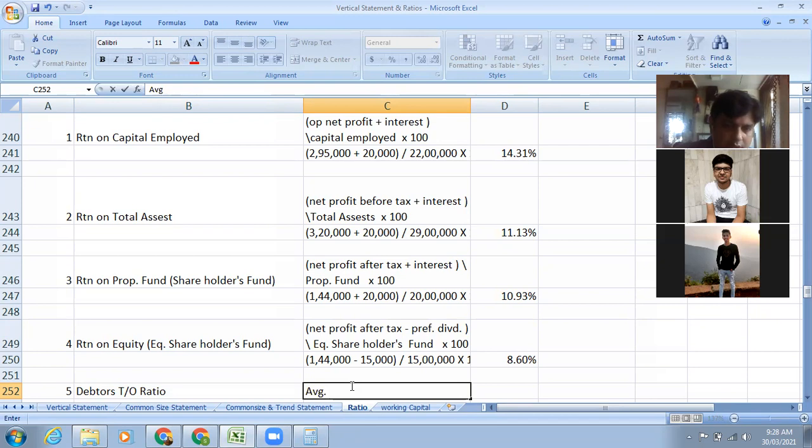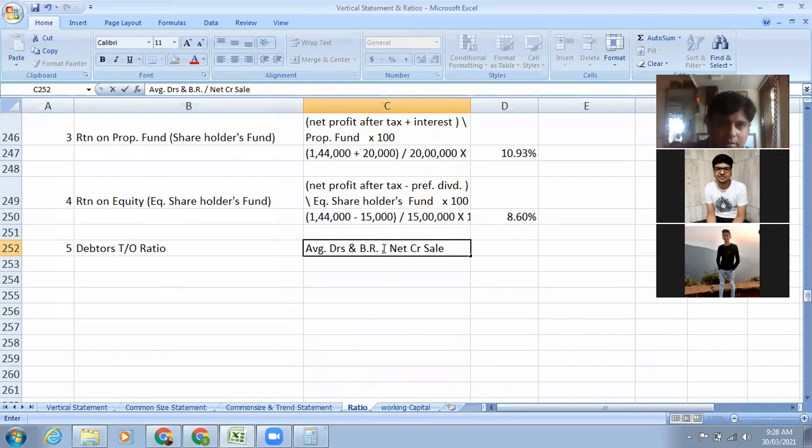Average debtors and bills receivable divided by net credit sales is the formula, am I right? Okay. Did I write it upside down?